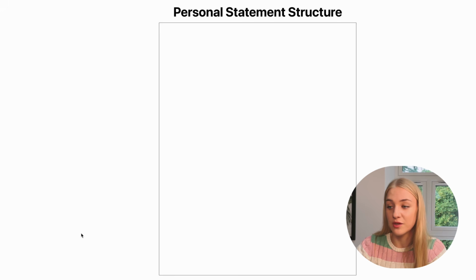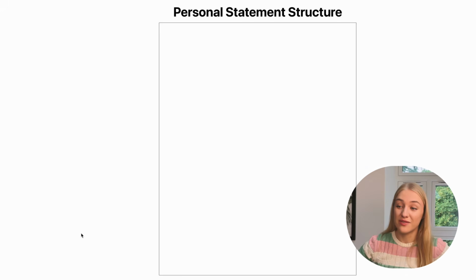Now keep in mind that the word count really differs between courses. So when I applied for a master's, I was allowed to write 2+ pages. When I applied for my PhD, I was only allowed to write less than a page. So it's really important to make sure you are within the word limit. So let's say you're allowed to write 1 page.